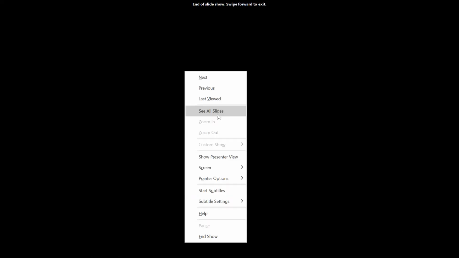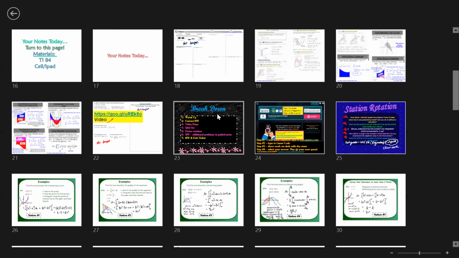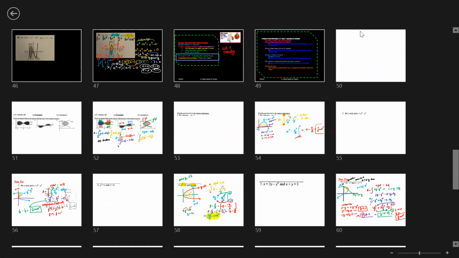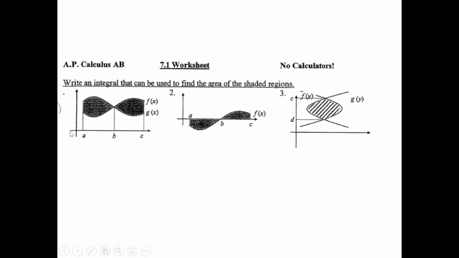All right, so with that said, let's turn over to our guided notes. Our guided notes start over here on this page, right over here. All right, so it's: write an integral that can be used to find the area of the shaded region.